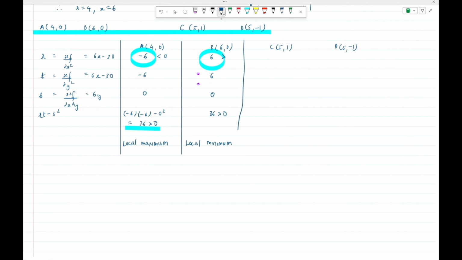Moving on to point C. So we'll have 6 into 5, that's 30, minus 30, which is 0. And again here we will get the same number, 6 into 5 minus 30, which is 0. We need 6y, that's going to be 6 into 1, which is 6. Now rt minus s square is going to be 0 into 0 minus 6 square, which is negative 36. In this case it is negative, so we will say that point C is a saddle point.